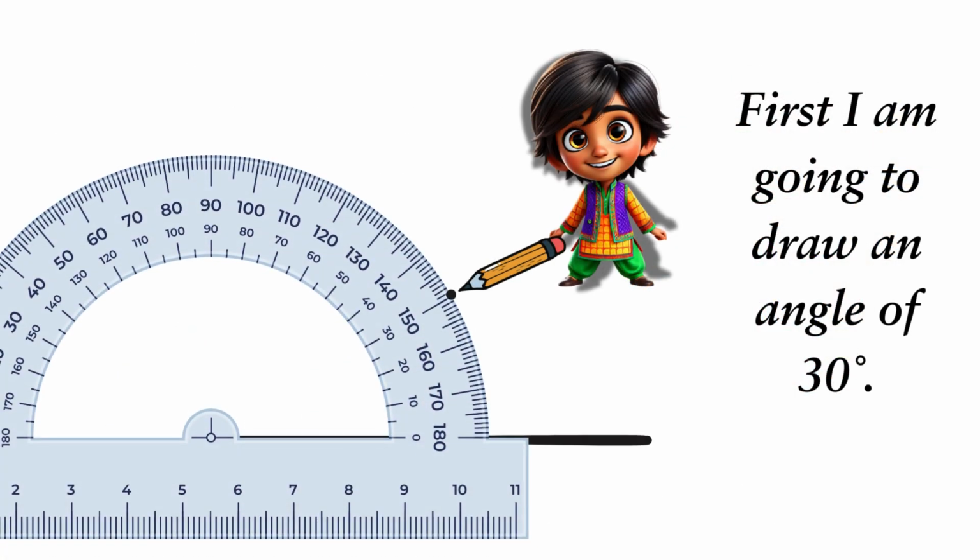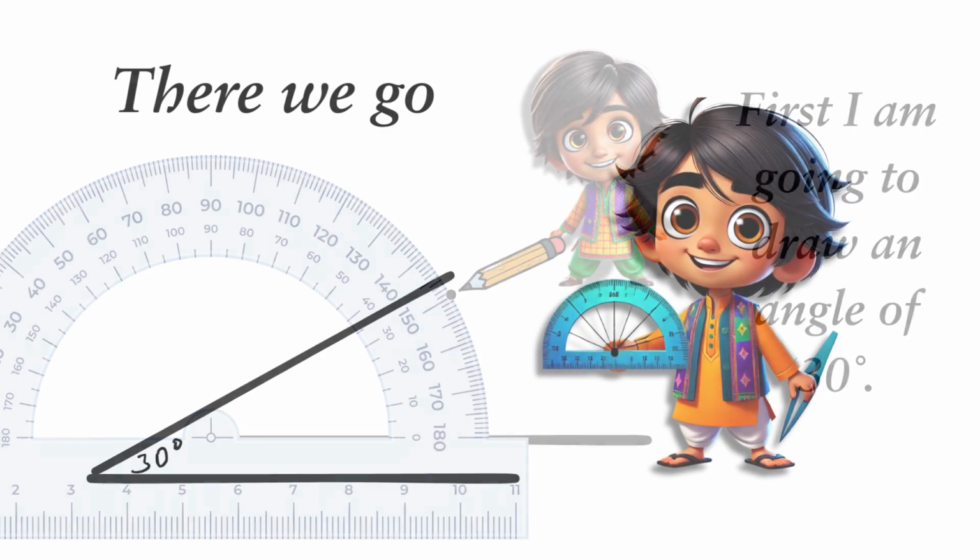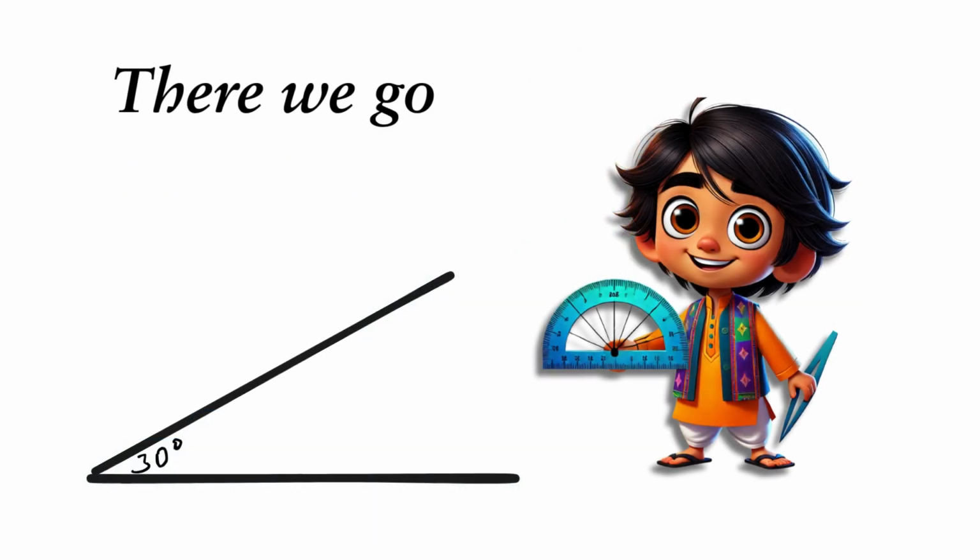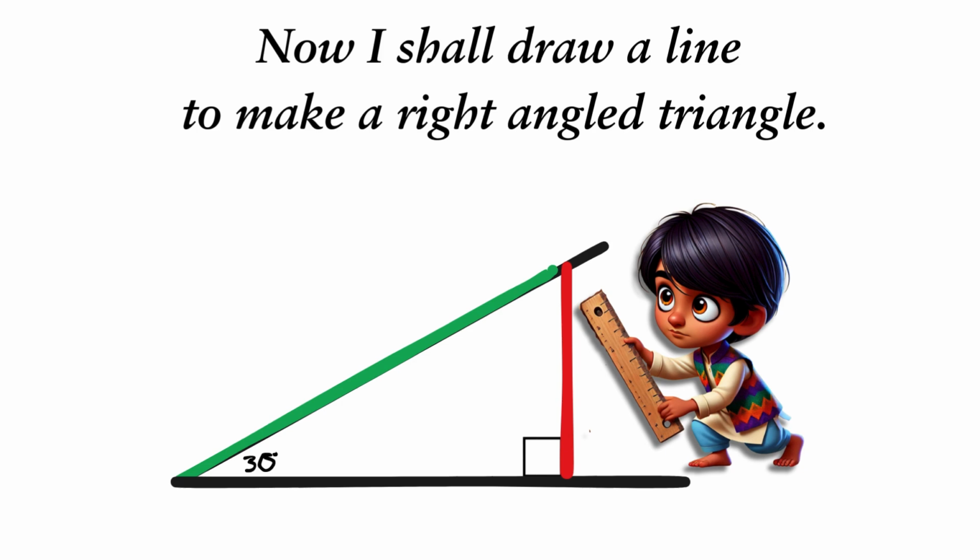First, I'm going to draw an angle of 30 degrees. There we go. Now I shall draw a line to make a right-angled triangle.